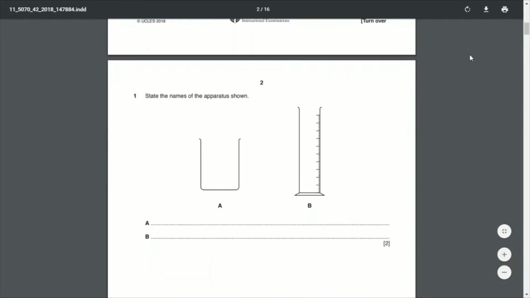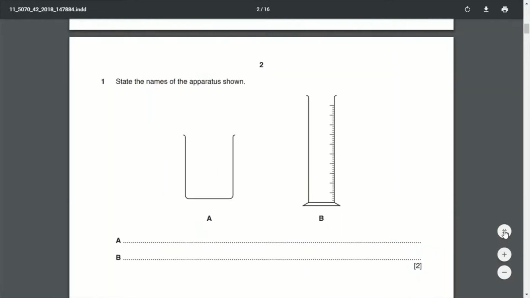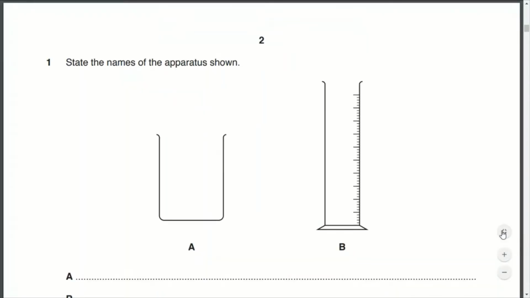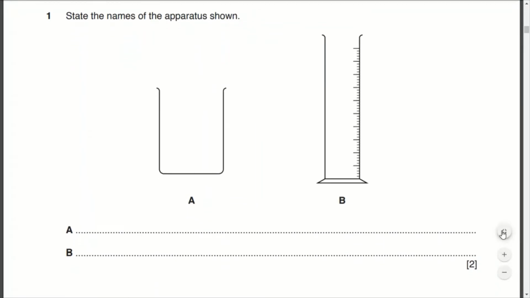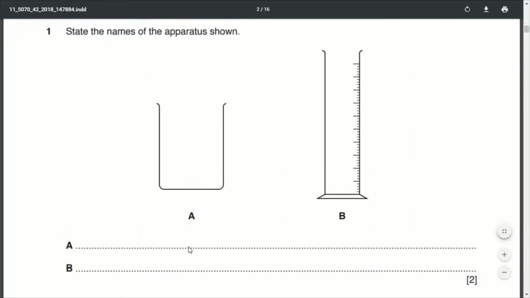Alright, so the first question is: state the names of the apparatus shown. We have two apparatus shown. A is a beaker and B is a measuring cylinder. That was a very easy question.